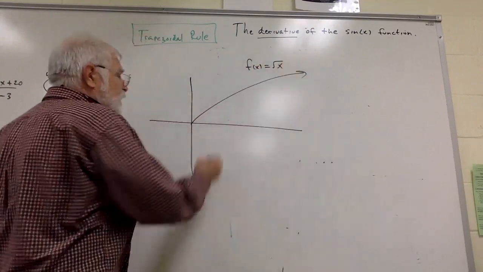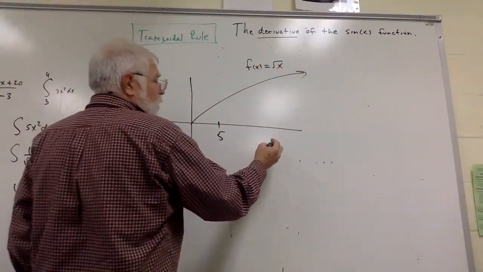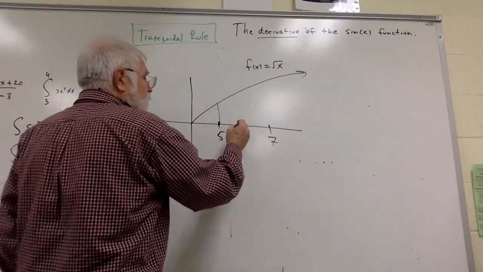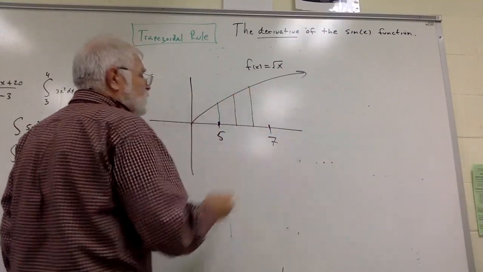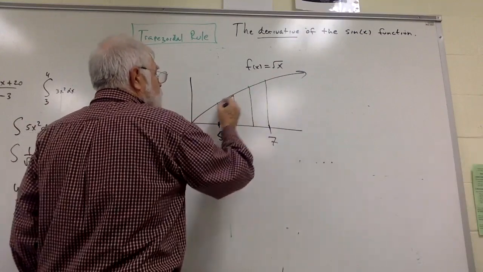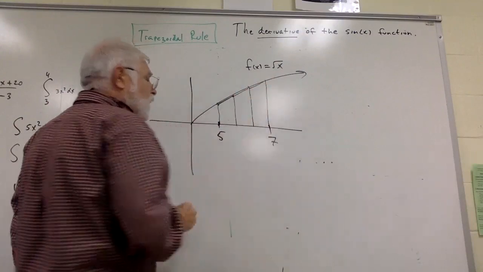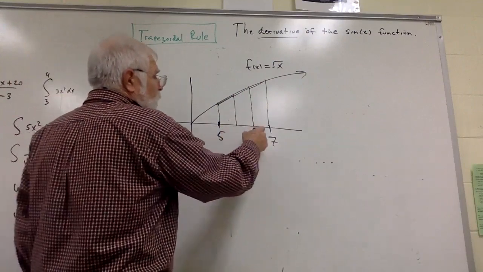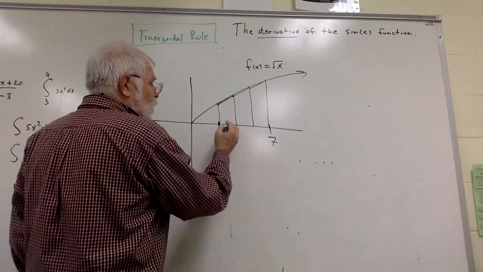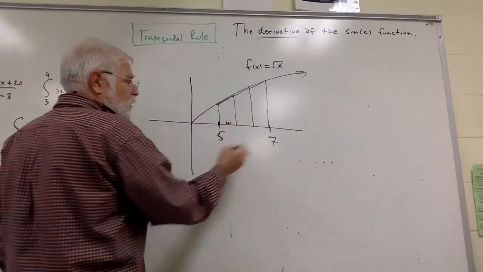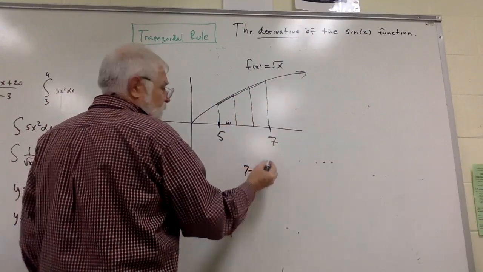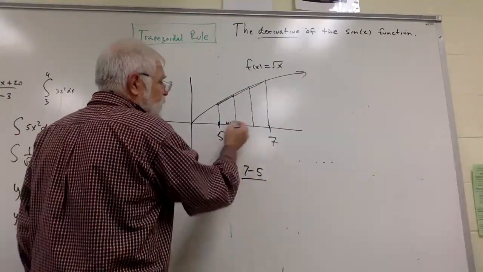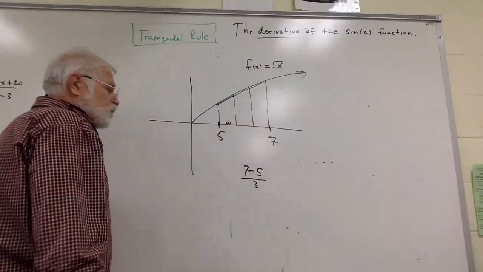I'm not going to draw this to scale. We're going to say we're at 5. We're going to go to 7, and we're going to do 3 trapezoids. So we're breaking this up into 3 equal parts. They don't have to be equal parts, but I'll do so for the time being. So if we have 3 trapezoids, then we want to find the width of one of them. And the way you do that is to take the entire interval and divide it up into the number of sections you want. And so each width is 2/3.